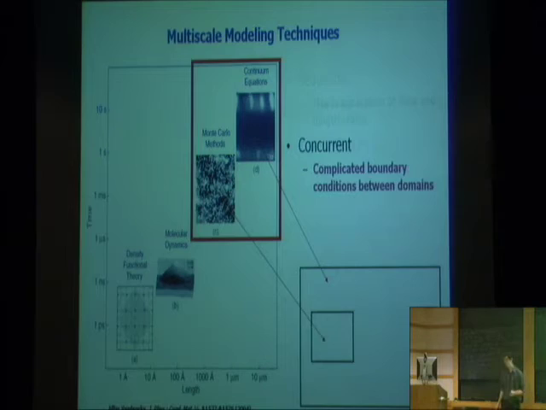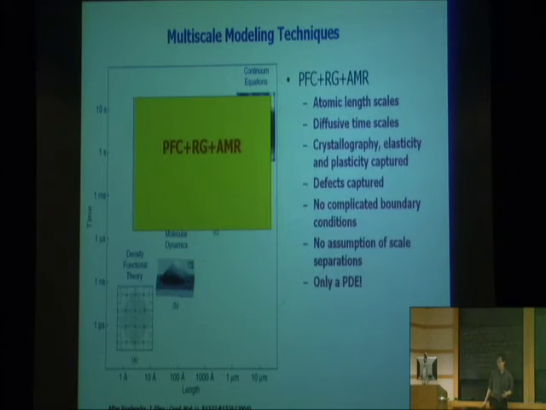And all of these methods have their pros and cons, which I'm really not going to go into, but I'm going to tell you about a method that is very nice because it covers a much broader range, in principle, of this space-time phase diagram than most of the other methods. It's called the phase field crystal method. That's what PFC stands for. RG stands for renormalization group, and AMR stands for adaptive mesh refinement.